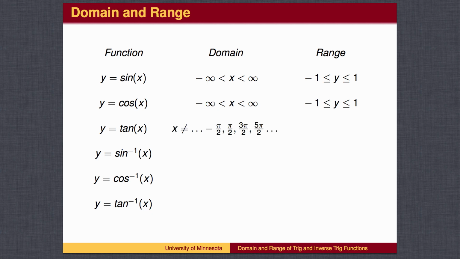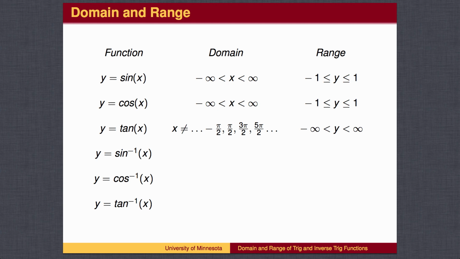Tangent values can be arbitrarily large. If the angle is slightly less than 90 degrees, the sine value is 0.99 something, and the cosine value is 0.00 something, yielding a very large tangent value. The range of the tangent function is all real numbers.